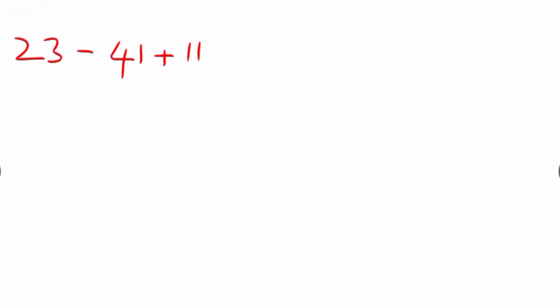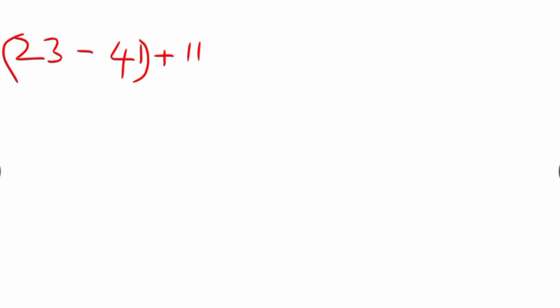23 minus 41 plus 11. We don't have any brackets, right? So we don't need to multiply any signs inside a bracket. We can just do it directly. We have 3 numbers here, so we can combine 2 numbers first. Okay, so 23 minus 41.